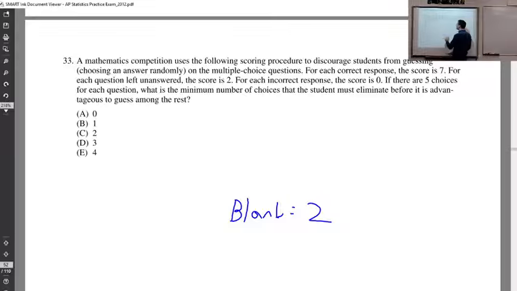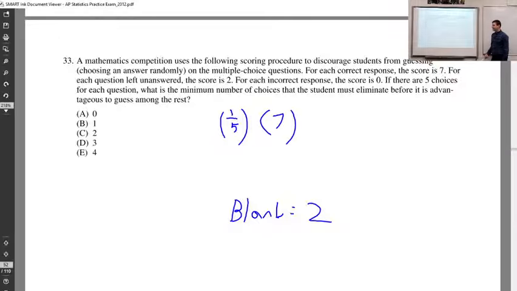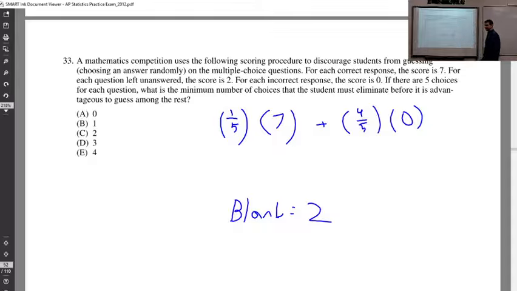All right, if I get it correct, then I get 7 points. If I'm just randomly guessing among the 5 choices, then that has a 1 in 5 chance of happening, that I guess it right, and I get 7 points in that case. On the other hand, there's a 4 in 5 chance that I guess wrong, in which case I get nothing. So that's an expected score of 7/5, which is not better than leaving it blank. My expected score is 1.4, and if I leave it blank, I get 2 points. Better bet to leave it blank.